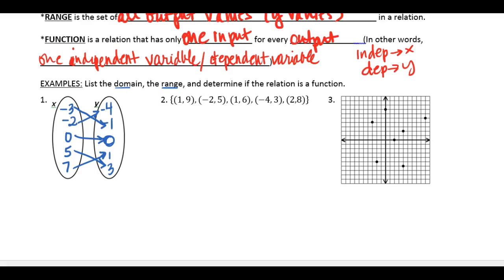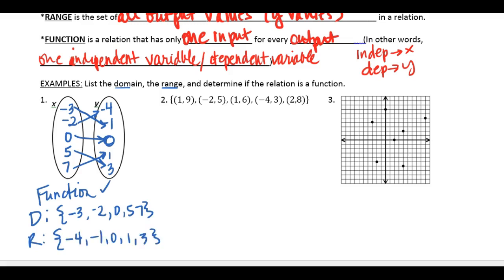Like, they're unique. These x values are not getting repeated, so this is a function, okay? The domain lists the x values, least to greatest, and the range lists the y values, least to greatest. All right, let's try example 2.